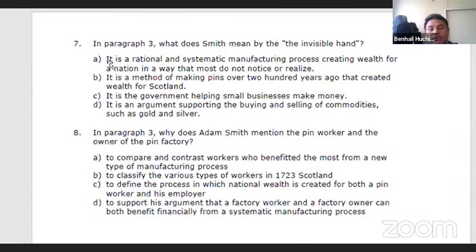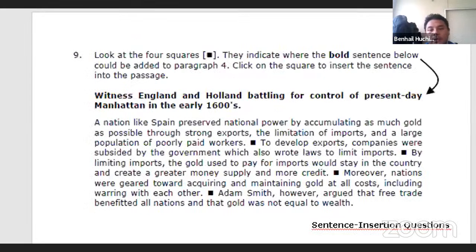Then we have number 7. In paragraph 3, what does Smith mean by the invisible hand? So in that, you need to check the paragraph 3 and see if there are words related to this. Paragraph 3, why does Adam Smith mention the pin worker and the owners of the pin factory? The options.